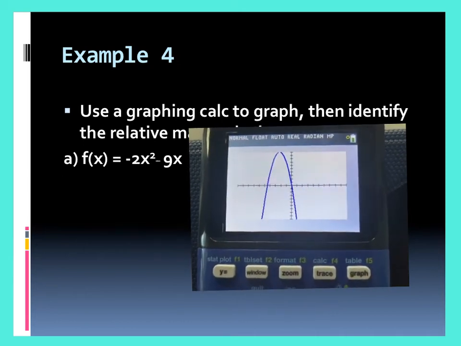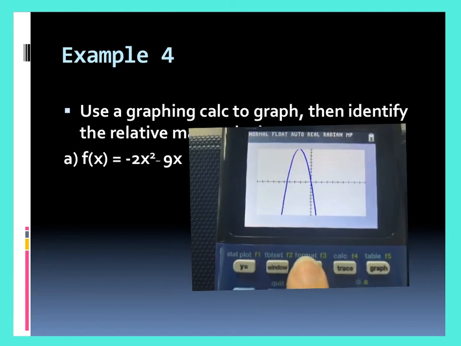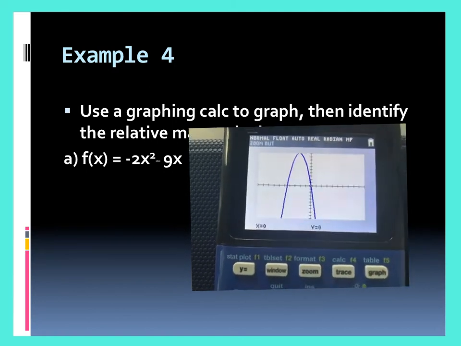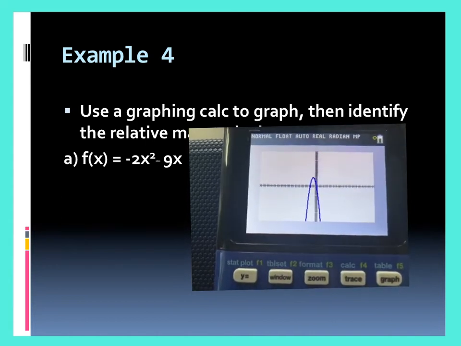Okay, so this got cut off on the top. There's two ways to adjust this. One is simply zoom out. So if I click on zoom, I click on zoom out. I hit enter, and it's going to take me out. And that is way too far in my book.